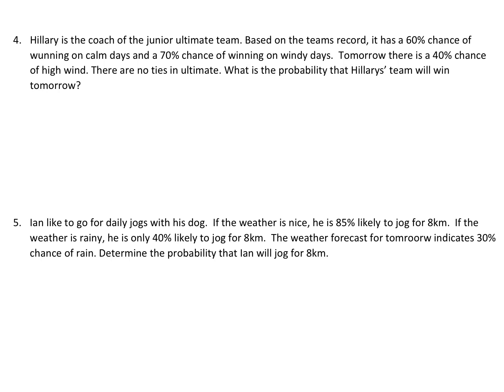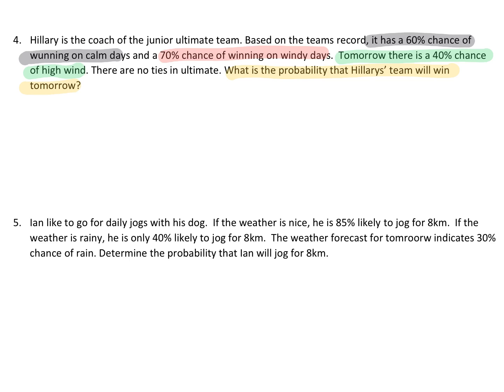Okay, we are going to move now to example number 4. All right, here's example number 4. It's actually a little bit easier than the first one, but we'll go through that. It says Hillary is the coach of a junior ultimate team. Based on the team's record, it has a 60% chance of winning on calm days, and a 70% chance of winning on windy days. That's actually a little bit better chances of winning on the windy days. Tomorrow there is a 40% chance of high wind. There are no ties. What is the probability that they're going to win tomorrow?